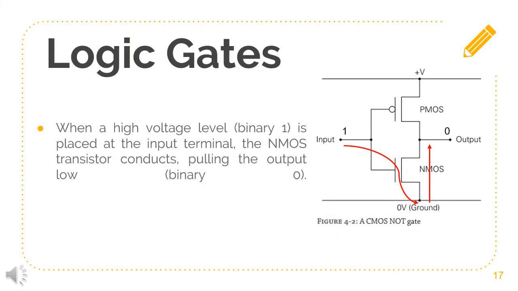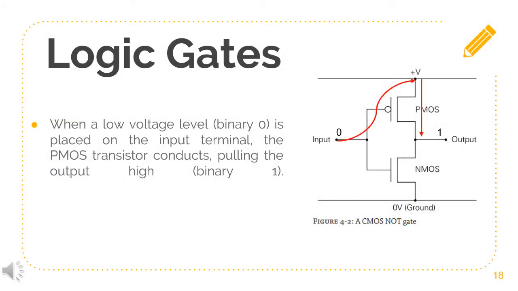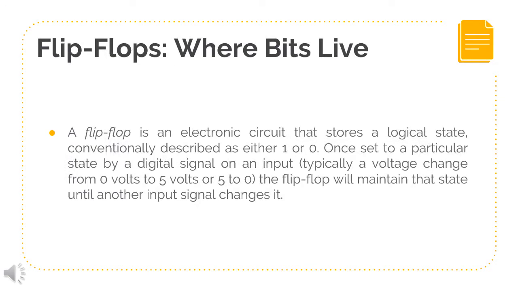When a high voltage level, binary 1, is placed at the input terminal, the NMOS transistor conducts, pulling the output low, binary 0. When a low voltage level, binary 0, is placed on the input terminal, the PMOS transistor conducts, pulling the output high, binary 1. We have completed logic gates.